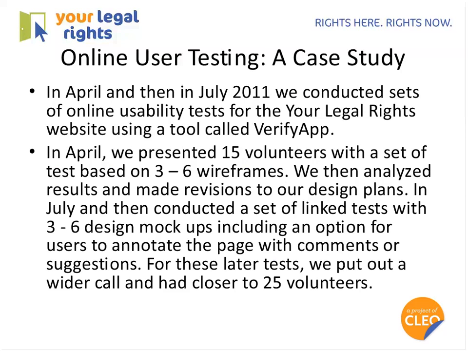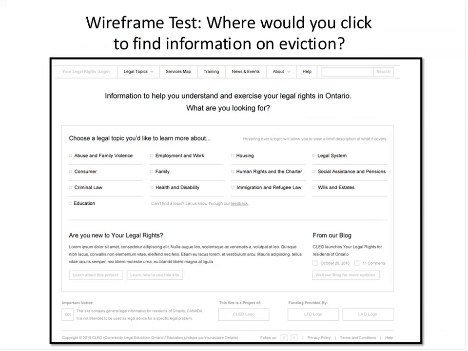So this is what a wireframe looks like. It's like a version of your site that has no color, no design. It's just supposed to tell people the structure, the architecture of what's there. So this was a test where this popped up, and the question was, where would you click to find information on eviction? And you give people like 10 seconds, and you find out what they clicked on.